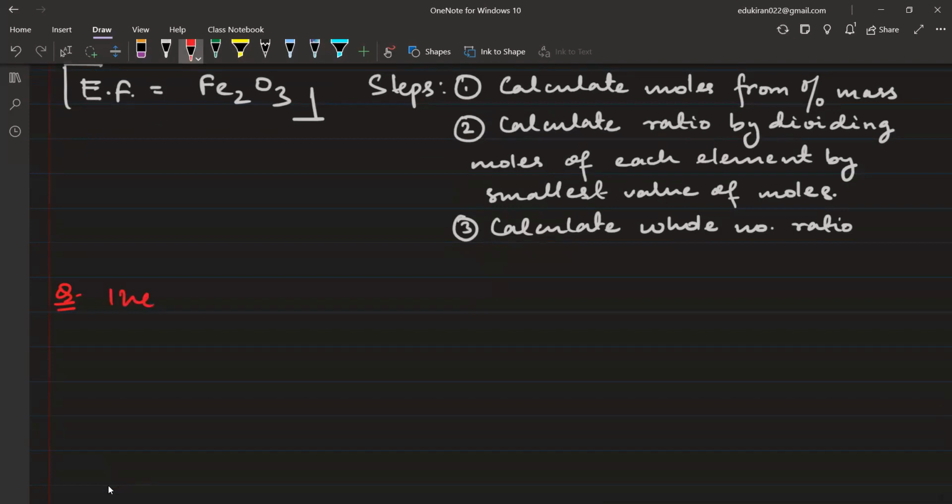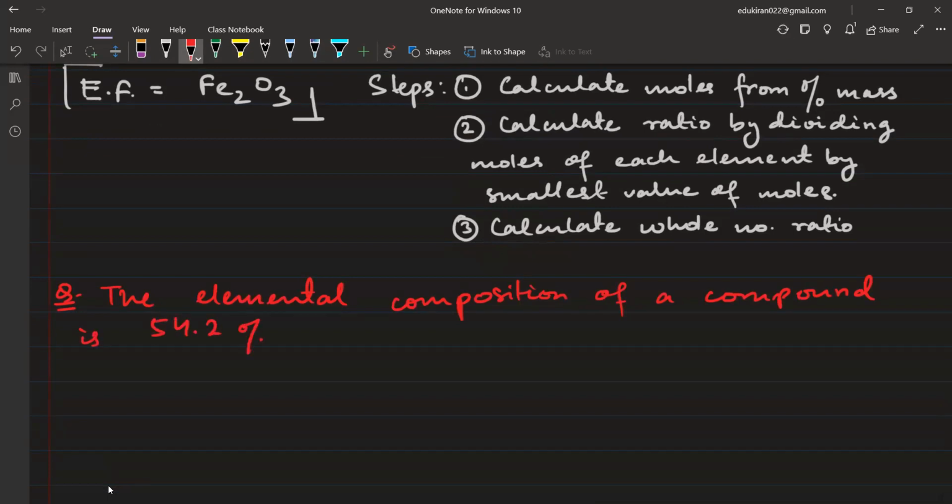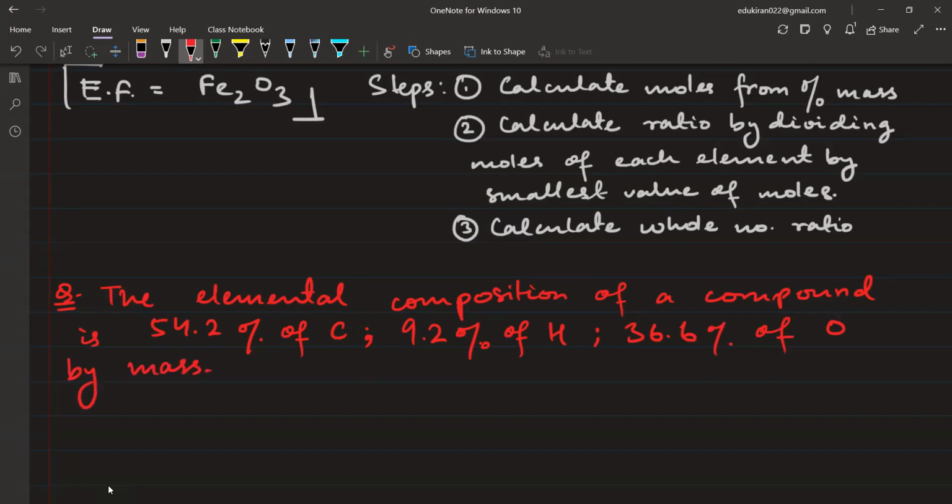The elemental composition of a compound is 54.2% of carbon, 9.2% of hydrogen, 36.6% of oxygen by mass. Calculate the empirical formula.